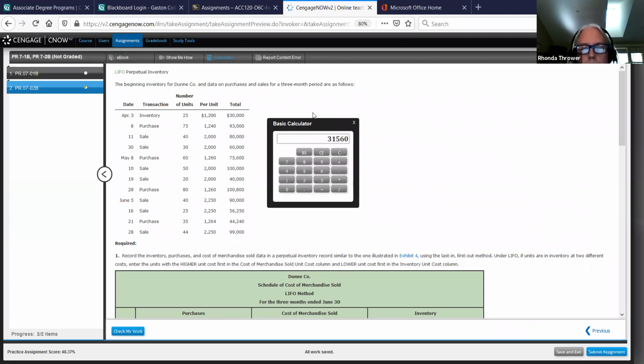And we're going to have to combine all of our sales together. So we'll start with the sale that was on April the 11th. Remember, we said that the 2,000 was the selling price, and we had 40 that we sold. So 80,000 is the total amount of sales from April the 11th.